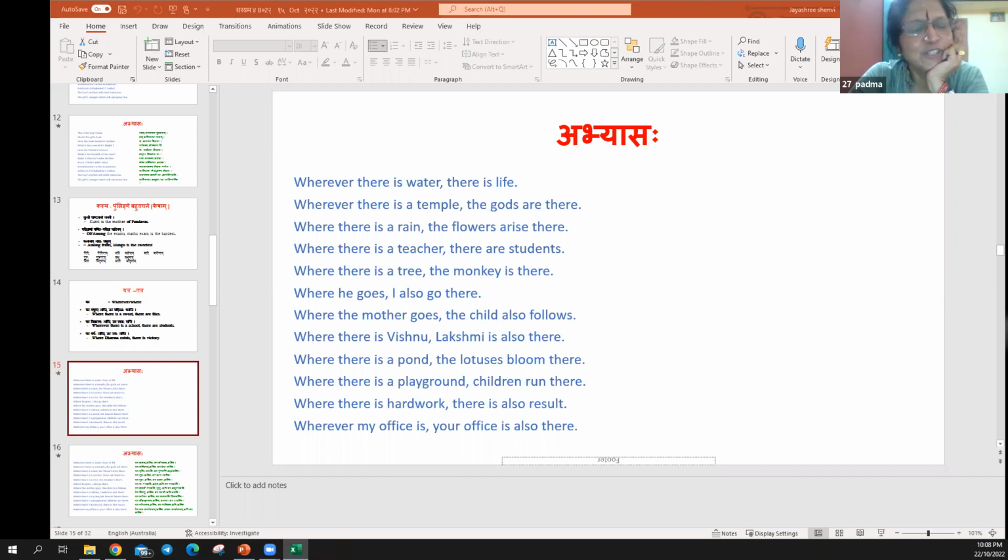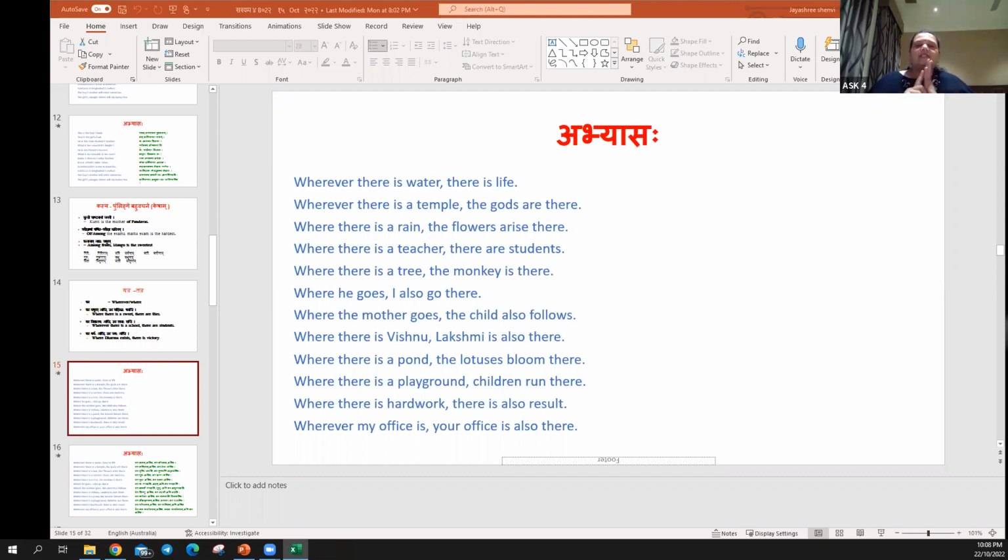Yatra Vishnuhu, tatra Lakshmi. Okay. Can you please put asti? Vishnu. Yatra Vishnuhu asti. Yatra Vishnuhu asti. Lakshmihi. We put visarga. Okay.